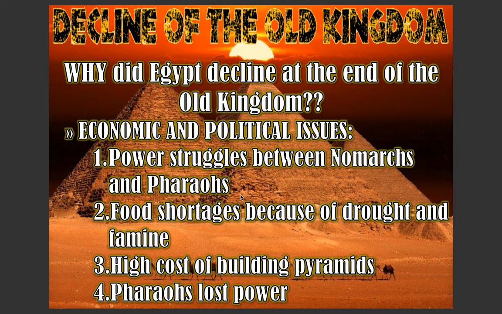So there were food and crop shortages because there was a drought and famine. A drought, remember, is when the place doesn't get a lot of rain, so it dries out the crops. And famine is basically disease that spread across the crops, so they weren't growing crops. They weren't developing a surplus of goods.